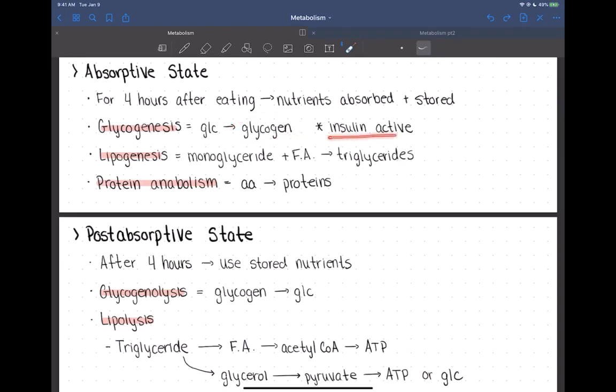All right, and so we store glucose in the form of glycogen. At this stage, insulin would be very active because those body cells need to be able to take up that glucose in order to convert it into glycogen. Lipogenesis, so we would be taking in this state our monoglycerides and our fatty acids, putting them back together to form triglycerides. Right? Triglycerides are the form that you store fats in. And protein anabolism, so we'd be taking amino acids and making proteins from them.